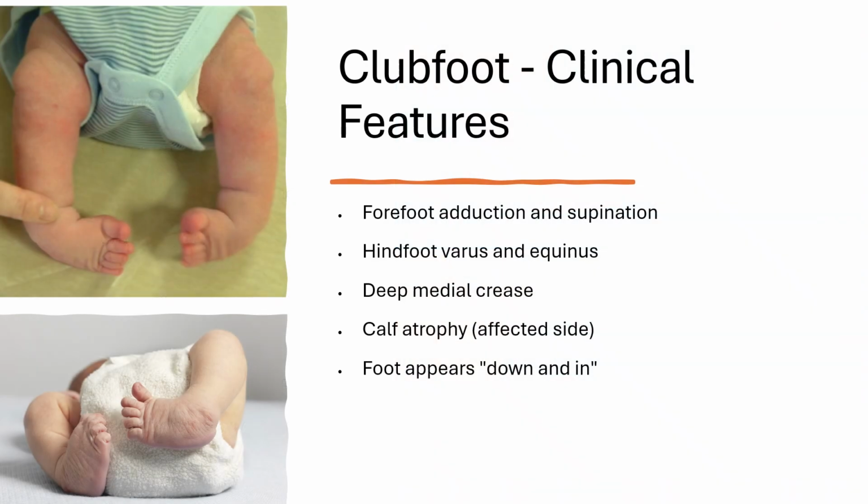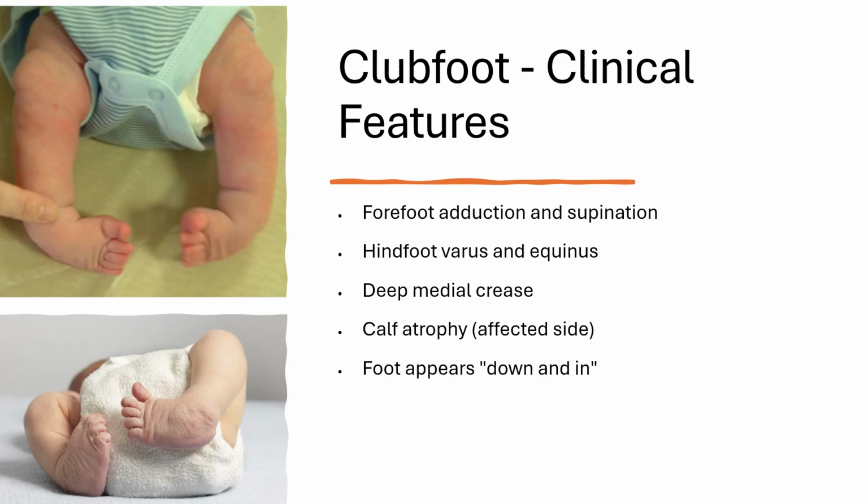The clinical features of clubfoot create a distinctive pattern that becomes unmistakable once you understand the underlying anatomical relationships. Each component of the CAVE deformity contributes specific findings that help you assess severity and monitor treatment progress. Forefoot adduction and supination cause the front portion of the foot to turn inward and upward, creating a kidney bean shape when viewed from below.